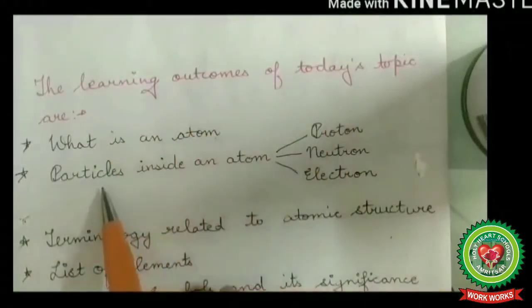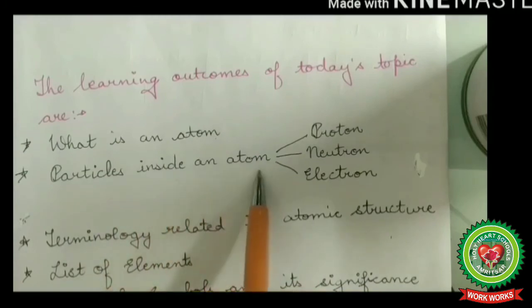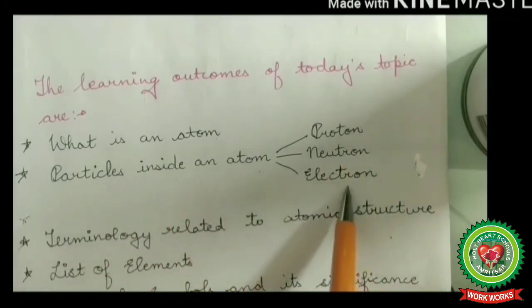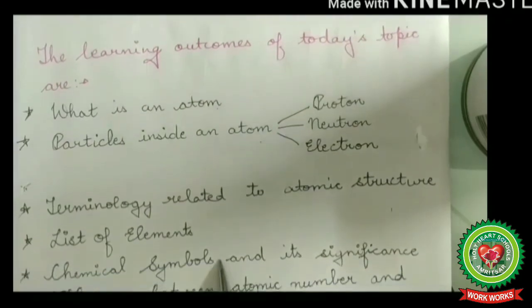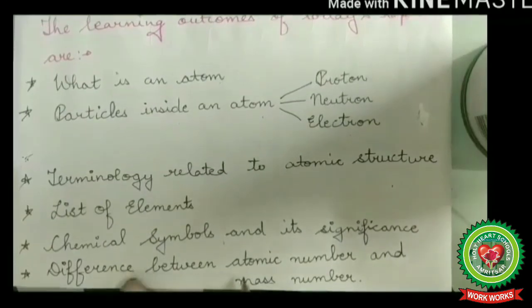Learning outcomes of today's topic are: what is an atom? Particles inside an atom, that is subatomic particles, proton, neutron and electron. Terminology related to atomic structure. List of first 20 elements with their symbol, atomic number and mass number. Then chemical symbols and their significance. Difference between atomic number and mass number.